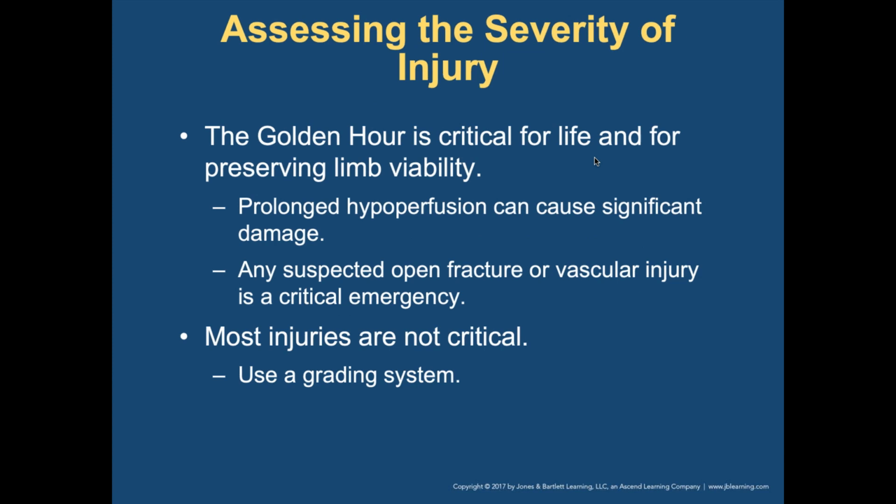Then you've got your golden hour. We've talked about this. This is the golden hour, and this is critical for life and for preserving limb viability. Because the faster we can get them there, the more time they have to reattach that wound and limb, and it may be better for them to have no deficits from the prolonged injury. In an extremity, with anything less than complete circulation, prolonged hypoperfusion can cause significant damage.